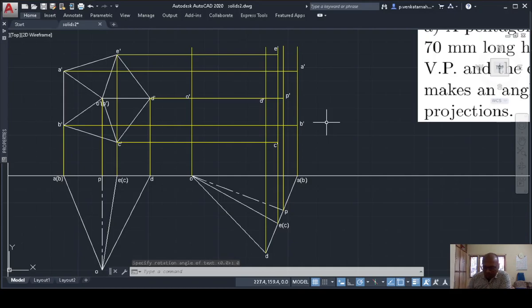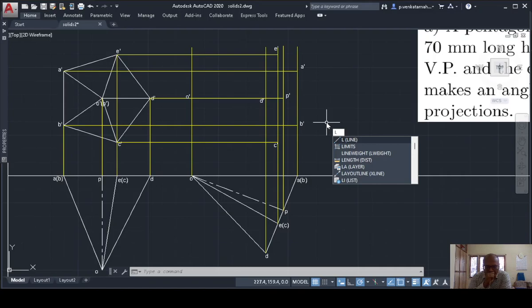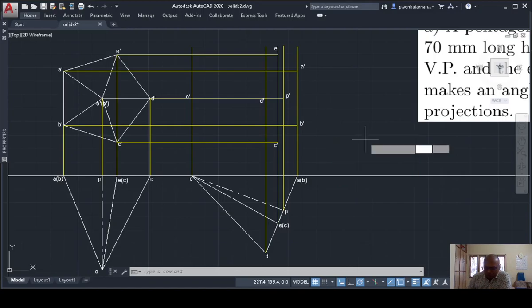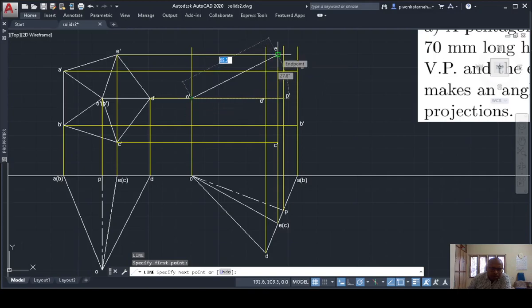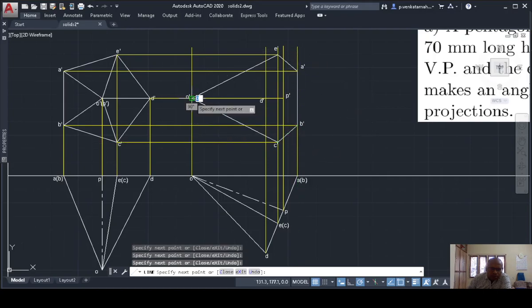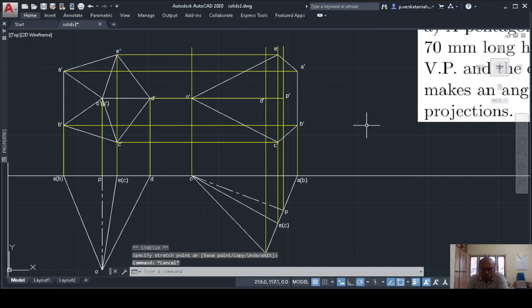So now I have to join all the points. I will have two types of lines here. One is hidden lines. The other one is visible lines. Now, what lines are hidden and what lines are visible? For that, we are pretty sure that all the points outside are visible. So this is visible, this is visible, this is visible, and this is visible. So all these points are visible, so all these lines are visible. Okay, these are visible lines.